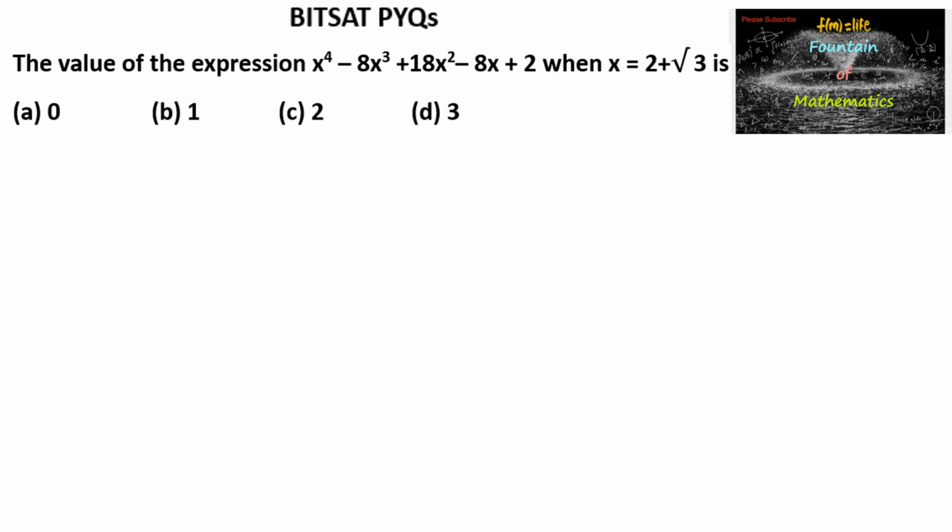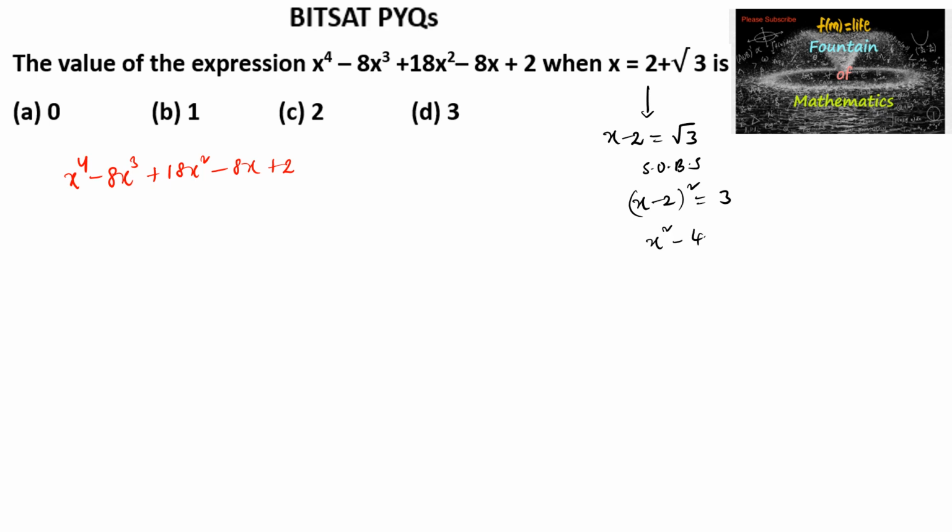We need to find the value of x power 4 minus 8x power 3 plus 18x square minus 8x plus 2 when x is equal to 2 plus root 3. When x is equal to 2 plus root 3, we can write x minus 2 is equal to root 3. Squaring on both sides, we'll get x minus 2 whole square is equal to root 3 whole square, which is 3. That is x square minus 4x plus 4 is equal to 3. Or we can write x square minus 4x plus 1 is equal to 0.